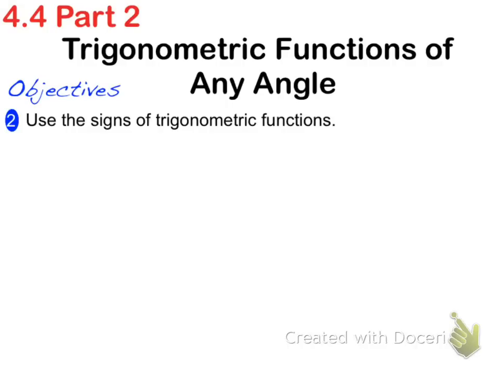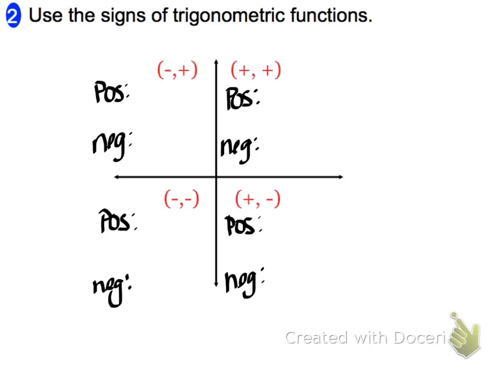This is section 4.4, part 2. We're still talking about the trig functions at any angle, and today we're focusing on objective 2 in that section. Objective 2 is using the different signs of the trig functions. By signs, I mean their positive or negativity. Let's quickly review a few of our trig functions.